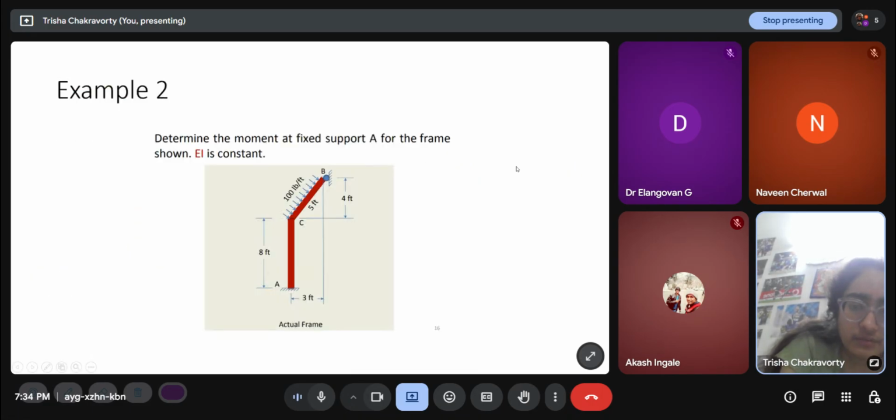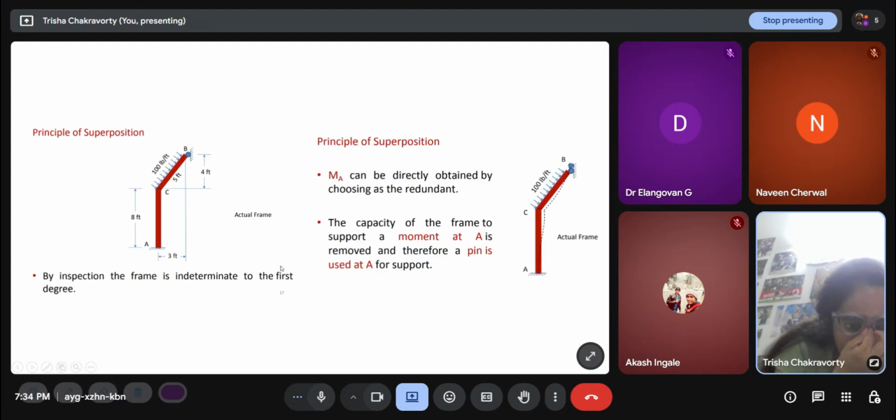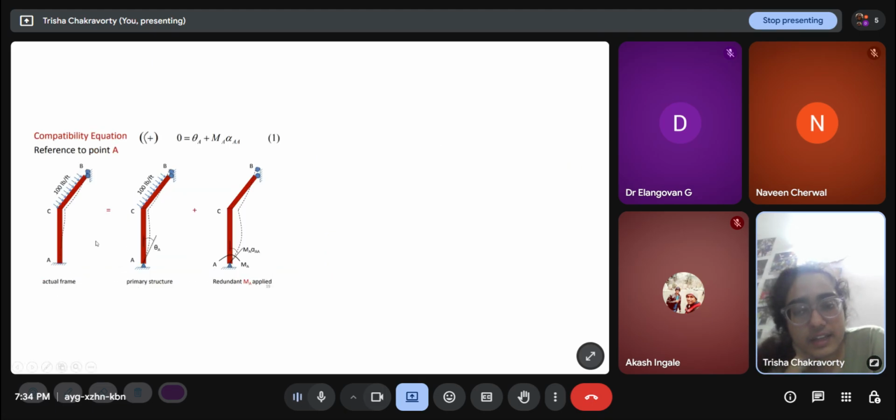So okay, the question was find the moment at the fixed support. So then I will take the moment as a redundant. So I allow this to rotate. The capacity of the frame to support a moment at A is removed, and therefore a pin is used for support. So I replace this by pin, and this remains a roller, and I make this the primary structure.